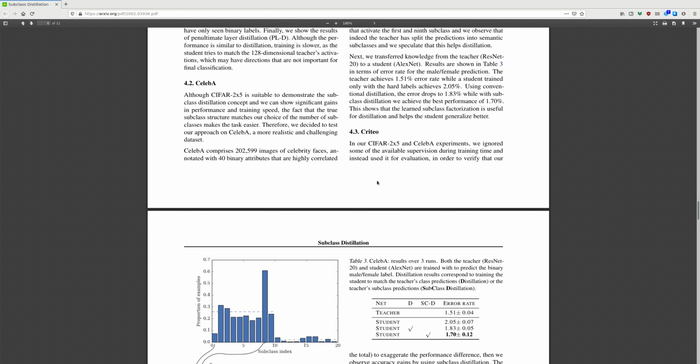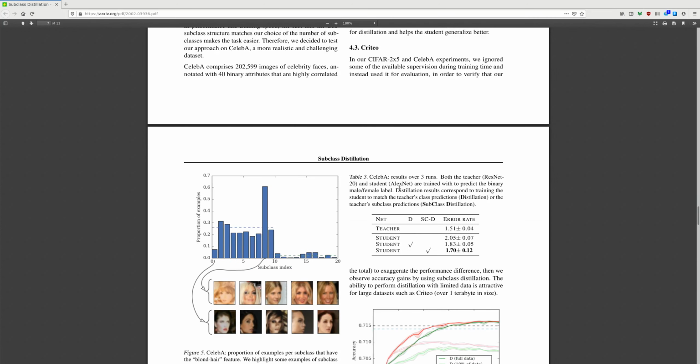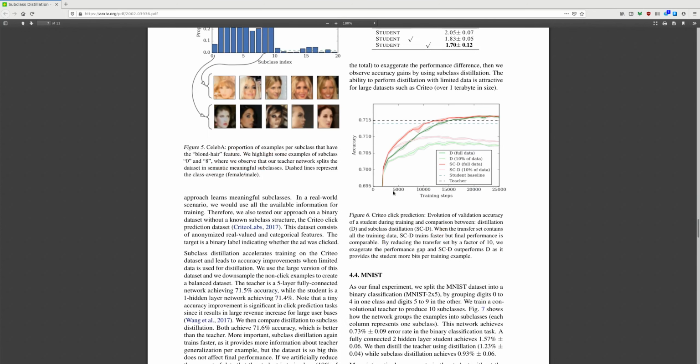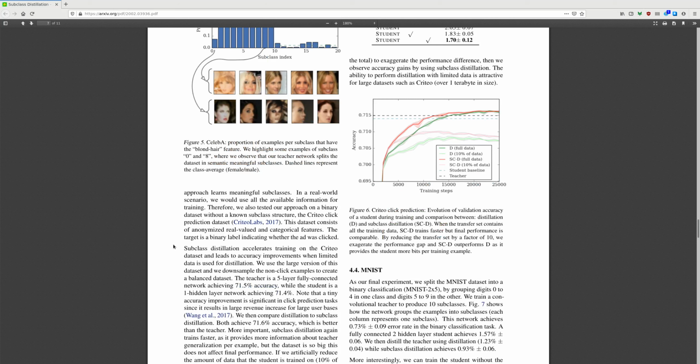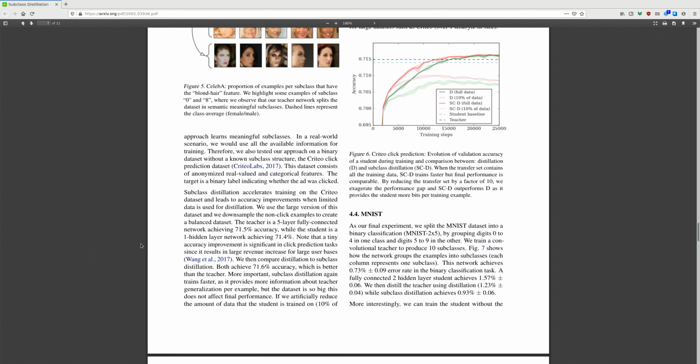In our set of experiments, we ignored some of the available supervision during training time and instead used it for evaluation in order to verify that our approach learns meaningful subclasses. In a real world scenario, we use all the available information for training. Therefore, we also tested our approach on binary datasets without known subclass structure. The Criteo click prediction dataset consists of unanalyzed real valued and categorical features. The target is binary, indicating whether the ad was clicked.